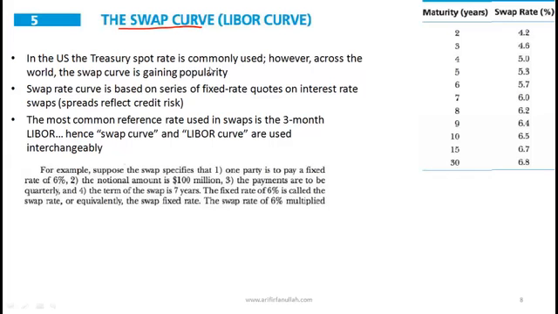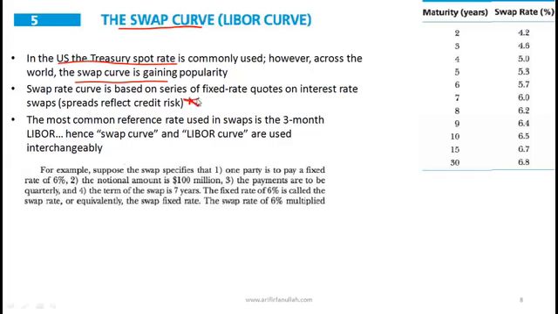And the answer is, in the US, what is used most often is the US Treasury spot rate. But in other parts of the world, obviously the US Treasury spot rate might not be used. And what's gaining popularity is something called the swap curve. So what is the swap curve? The swap rate curve is based on a series of fixed rate quotes on interest rate swaps.